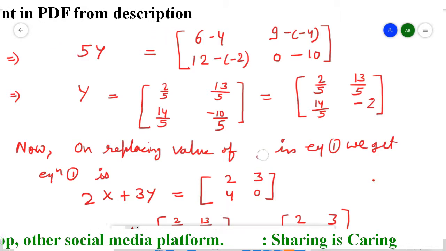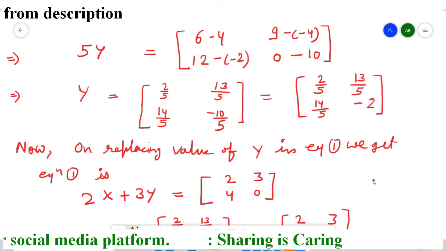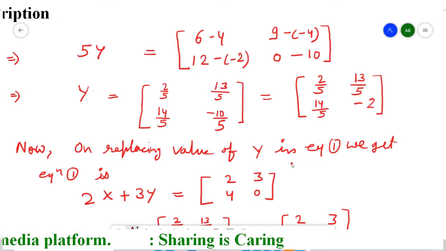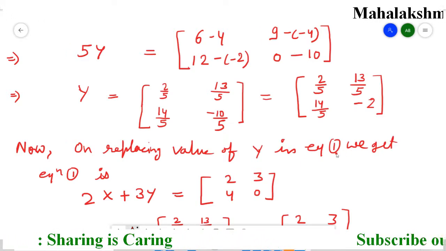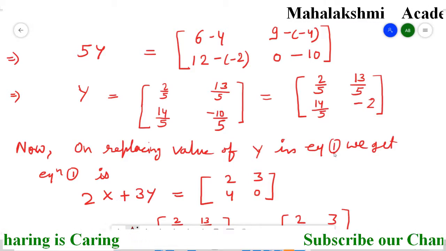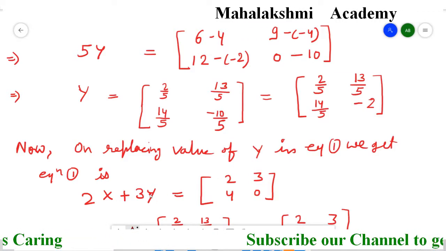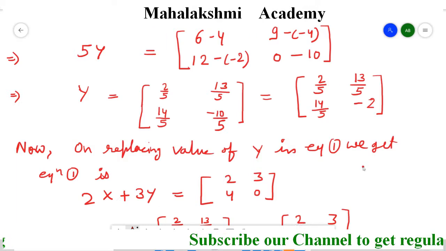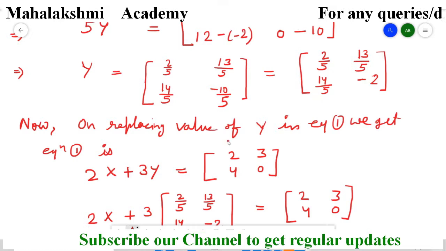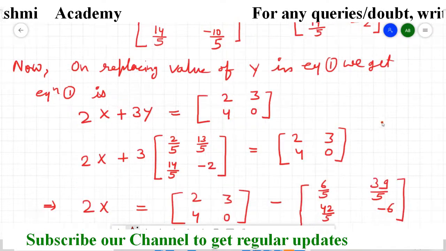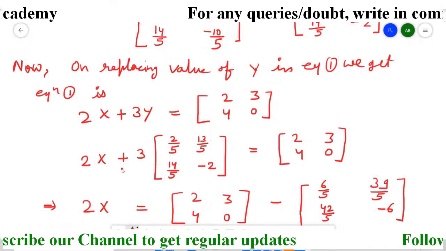On replacing the value of Y in equation 1, you can take here equation 1 as well as equation 2, it's optional for you. I selected equation 1. So in equation 1, instead of this Y, I am going to replace this matrix here. So first I wrote equation 1. Now instead of this Y, I replaced here. So after replacement, I obtained this equation.